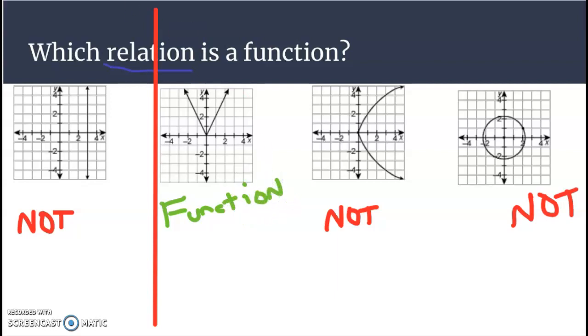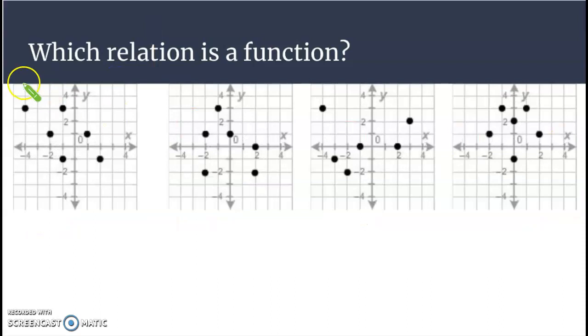And the true definition of a function: for every input, there's one and only one output. The vertical line test is a graphical representation of that. Here are 4 examples of relations, just a set of ordered pairs, a finite number of ordered pairs rather than an infinite number as the previous ones were.